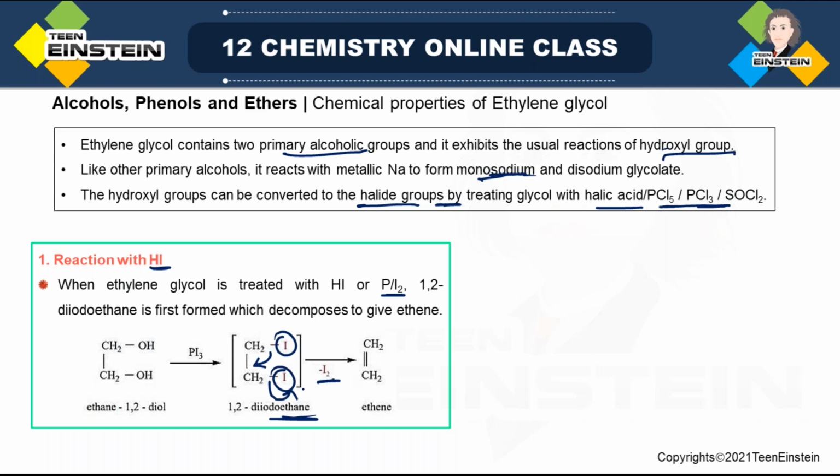But if it is a simple primary alcohol where only one OH group is present, then it will simply be converted to the corresponding iodide. Further reaction is not possible. But in this case, as two iodine atoms are present at adjacent positions, that is the 1 and 2 positions, obviously further reaction is also possible.